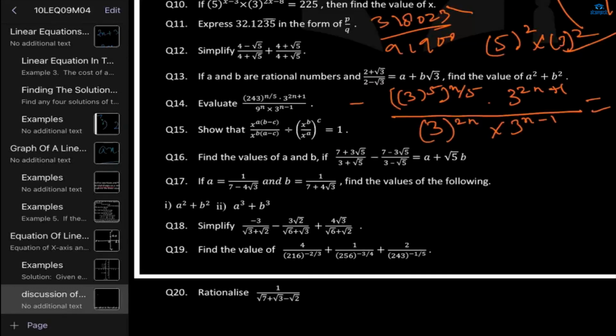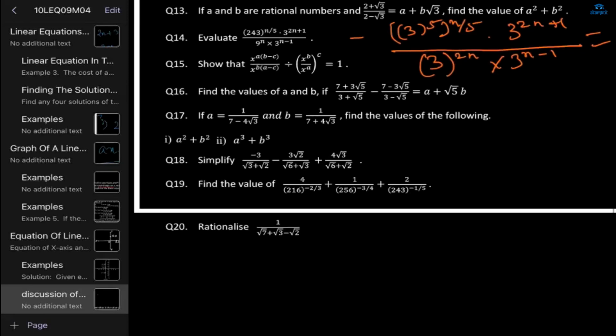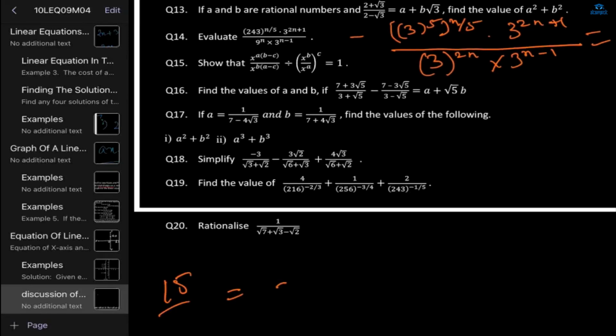Now here it is show that, so you have to prove. You have to take the LHS and then prove it equals the RHS. Now it's very easy. You can just expand it. x to the power AB minus AC, and the denominator you can also bring above. It will be minus BC plus CA. So everything will be cancelled. Not everything will be cancelled. Ma'am, what is the final answer of number 16?